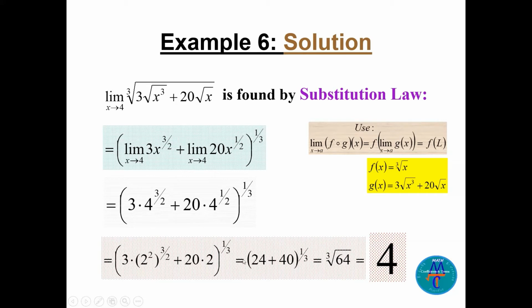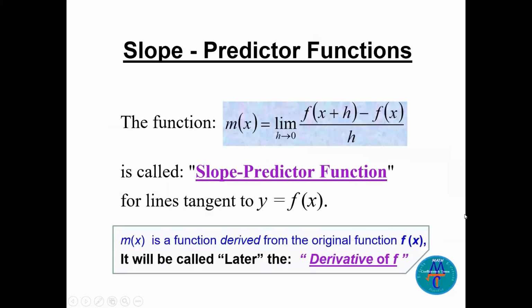And this is 2 times 20 is 40. And this is cube root of 64. The answer is 4 is the limit.